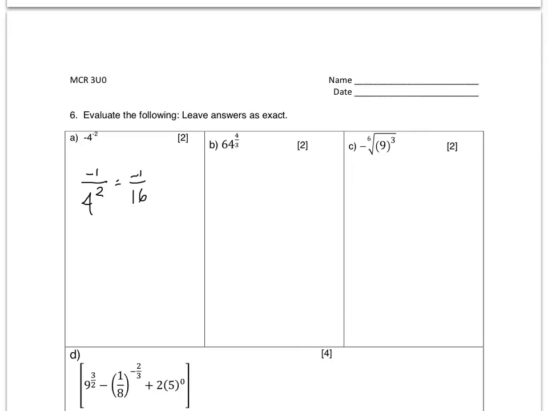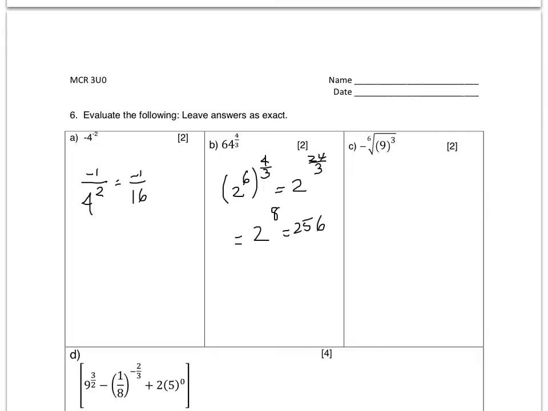The next one is 64 exponent 4/3. I can write 64 as 2 exponent 6, so this is 2 exponent 6, all exponent 4/3. Since we have a power to a power, we're going to multiply the exponents. I get 2 exponent 6 times 4/3, which is 24 divided by 3, so 2 exponent 8. This is going to simplify to 256.